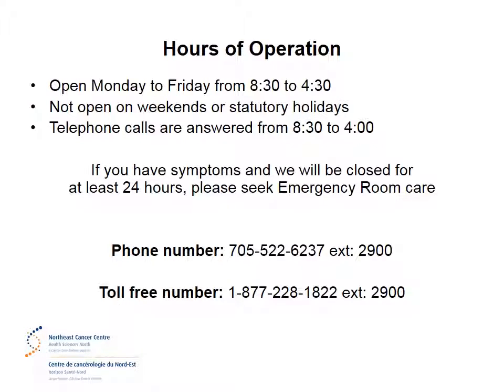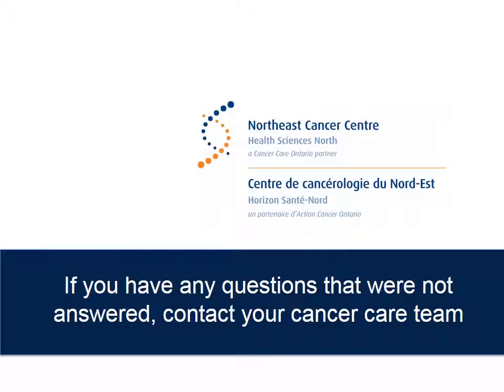The Cancer Center phone number is 705-522-6237. Dial extension 2900 to leave a message with the telephone triage clerk. The toll-free number is 1-877-228-1822. Dial extension 2900 to leave a message with the telephone triage clerk. If you have any questions that were not answered, contact your cancer care team.